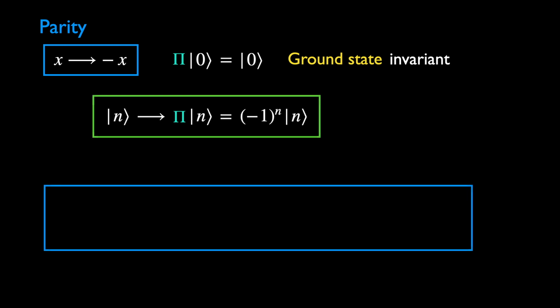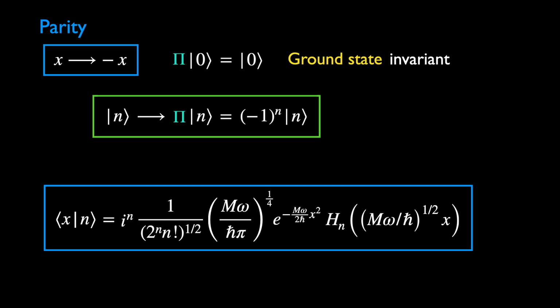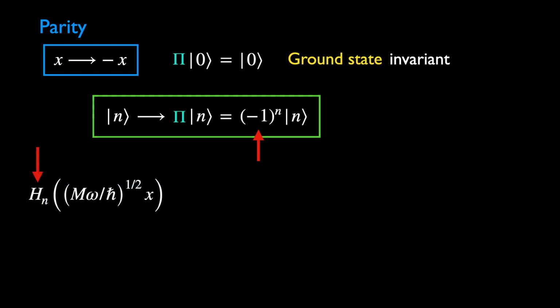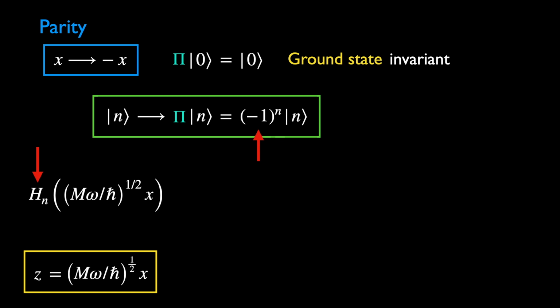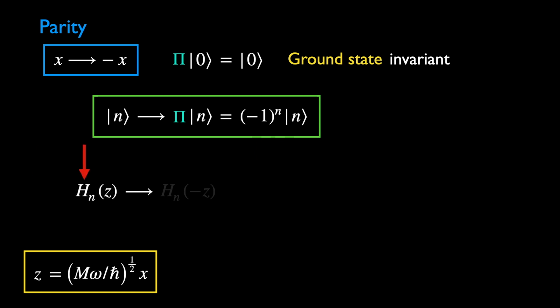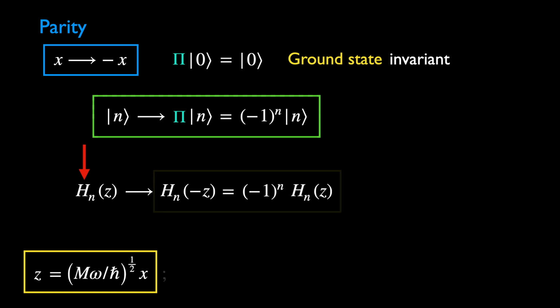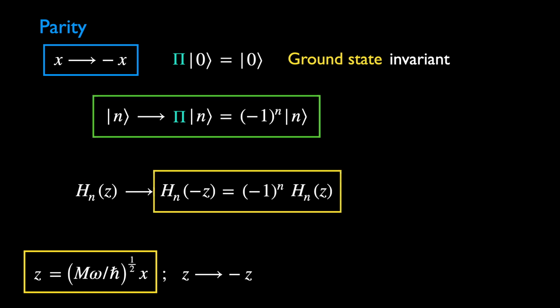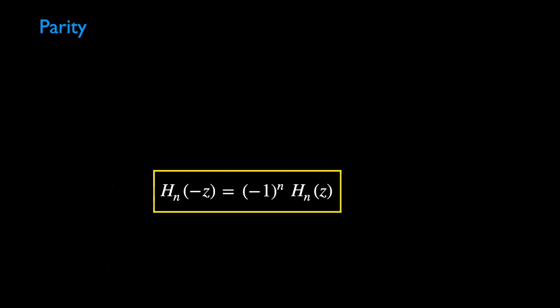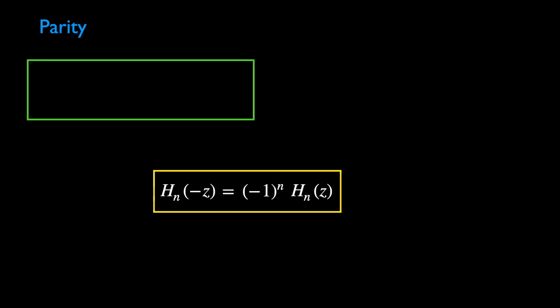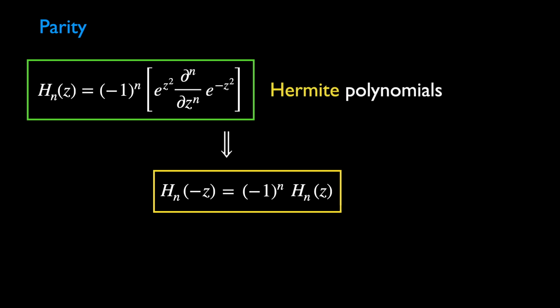If we look at the wave function of n again, it is obvious that the overall parity of minus 1 to the power of n can only come from the Hermite polynomial, since the Gaussian is even. Writing Hn in terms of z again, we see that these polynomials transform in exactly the same way as the eigenfunctions n. A more direct way to see this property is simply through the definition of Hn. This parity just comes from the nth derivative, since all the other functions are even.